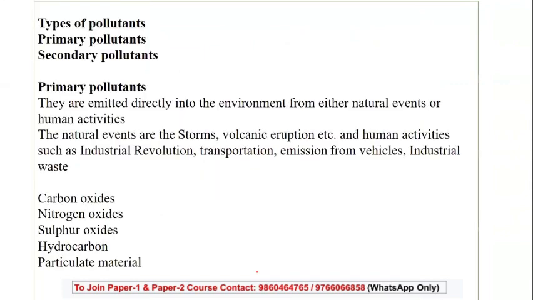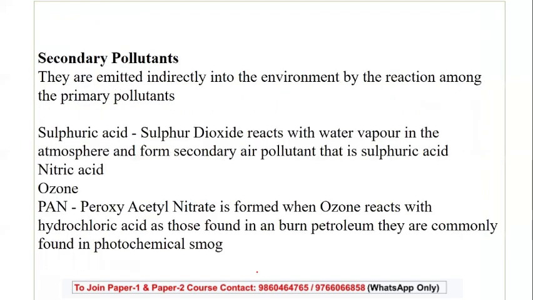Starting with types of pollutants, which are two types, that is primary and secondary. Primary are those which are directly emitted. There is also a question where they give you some examples and ask which is primary or which is secondary. So the ones which are direct are primary, in the form of storms, volcanoes, or human activities such as transportation. For example, carbon oxides, nitrogen oxide, sulfur oxide, hydrocarbons, particulate material are primary examples.